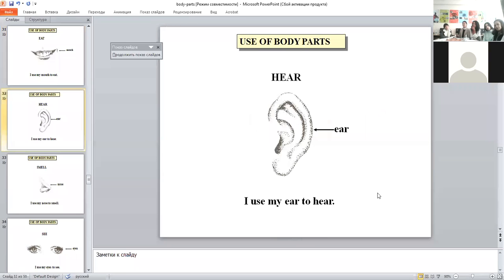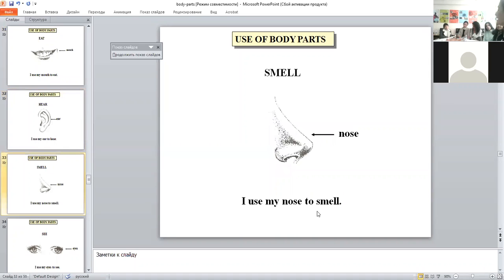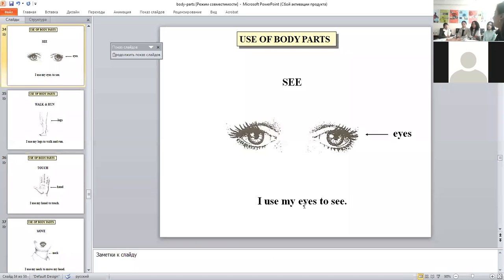Okay. And what about this one? This is ear. I use my ear to hear. I use my ear to hear. Okay. Smell. So I use my nose to smell. I use my nose to smell. Good. See.